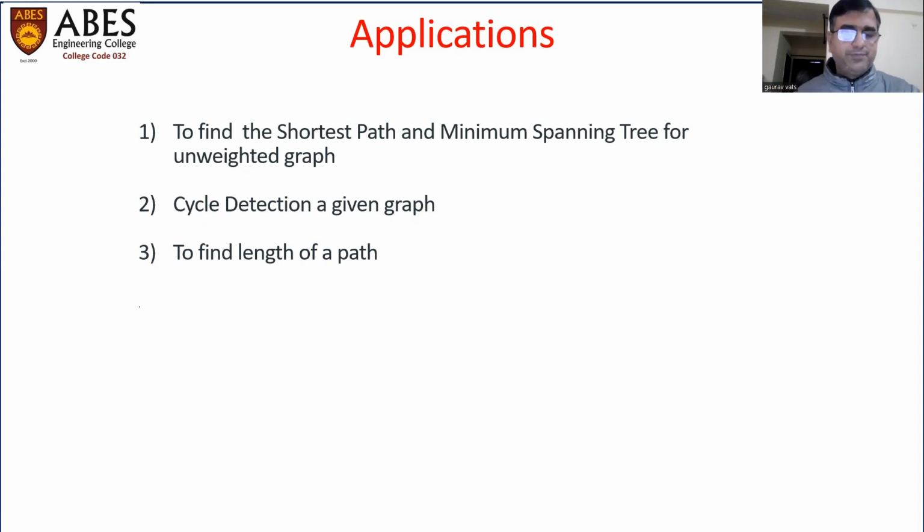This is all about breadth first search. This is the first traversing algorithm in graph theory in data structure.